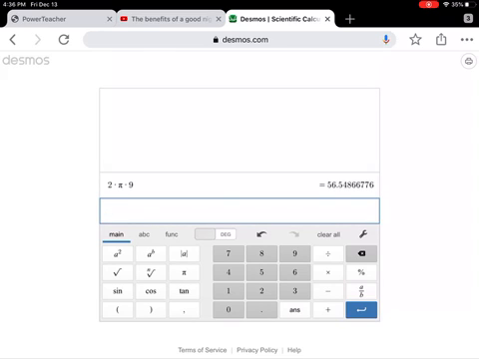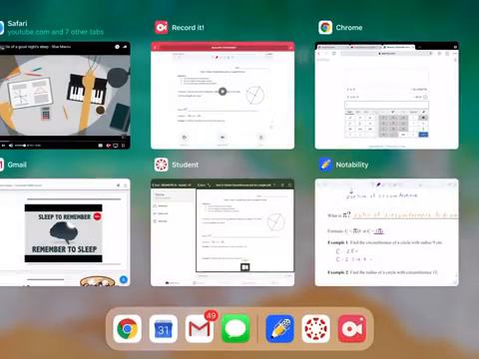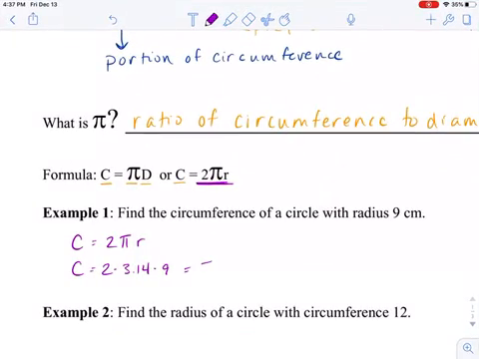If you didn't want to find the pi button, you could type 2 times 3.14 times 9, and you'll get a really close answer. See, we got 56.54, and then we also got 56.52. We can just round it to 56.5. So I'll go back to my notes. We get 56.5 centimeters.